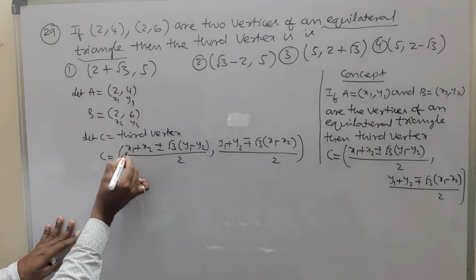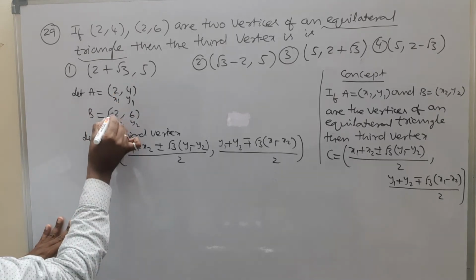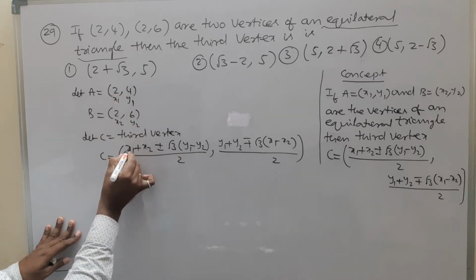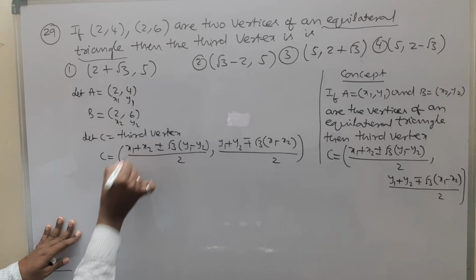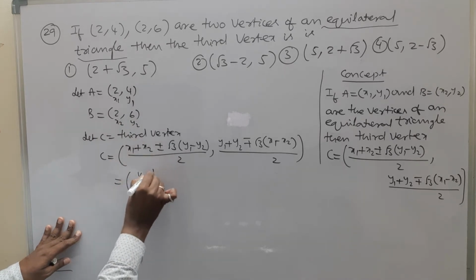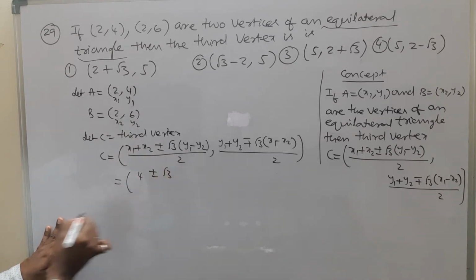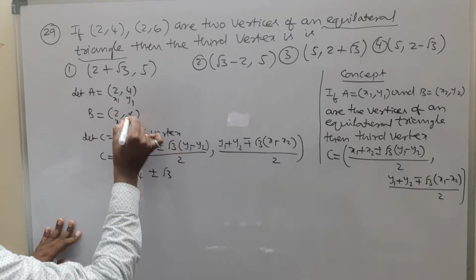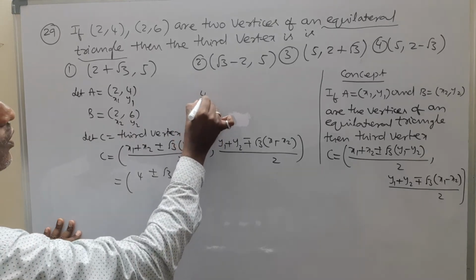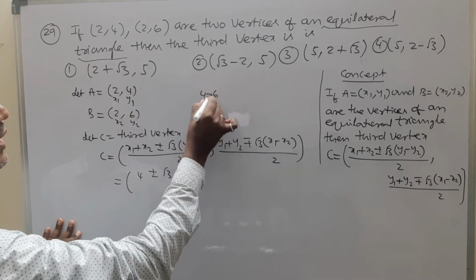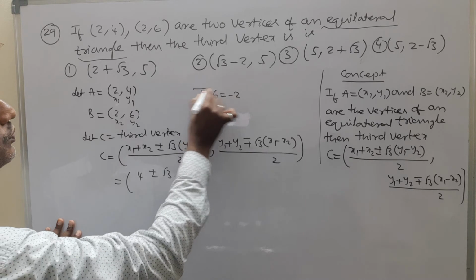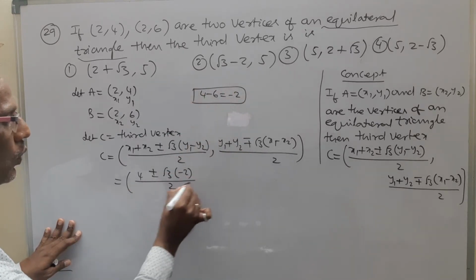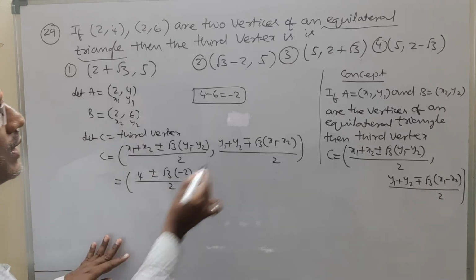x1 plus x2. Here x1 is 2, x2 is 2. 2 plus 2, 4. 4 plus r minus root 3 into y1 minus y2. y1 value is 4, y2 value is 6. 4 minus 6, minus 2. Root 3 into minus 2 by 2, comma y1 plus y2.